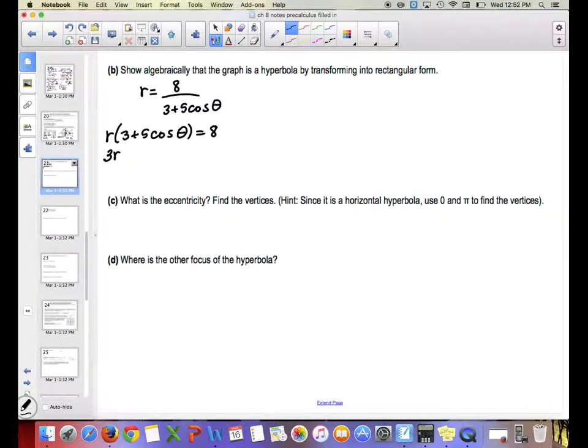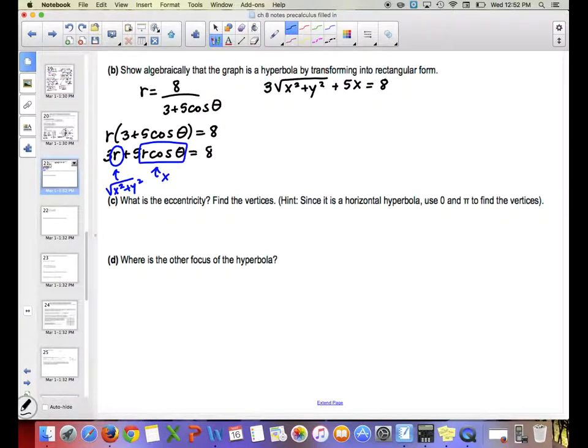So I'm going to do 3r plus 5r cosine of theta equals 8. Do you guys remember what r cosine of theta is? Y. X. X. Do you remember what r is replaced with? Good. Square root of x squared plus y squared. So we have 3 times the square root of x squared plus y squared, plus 5x equals 8.